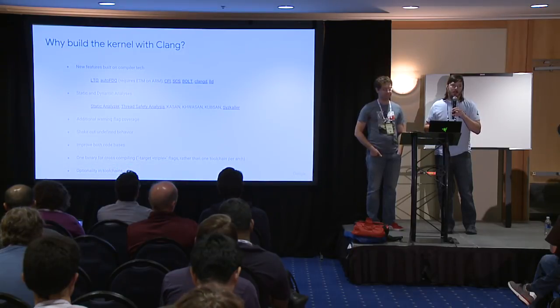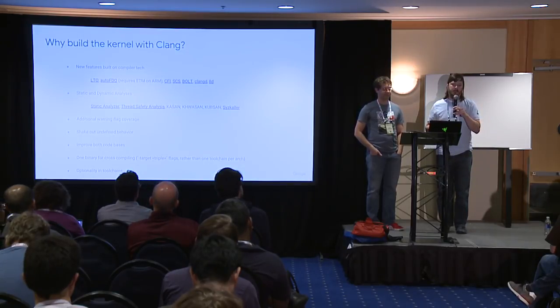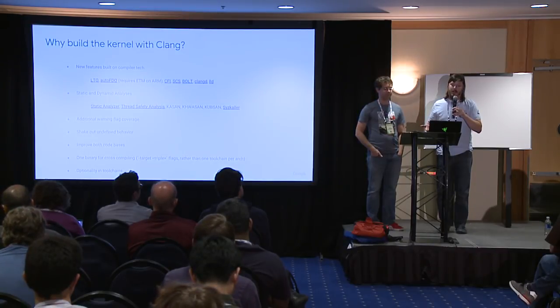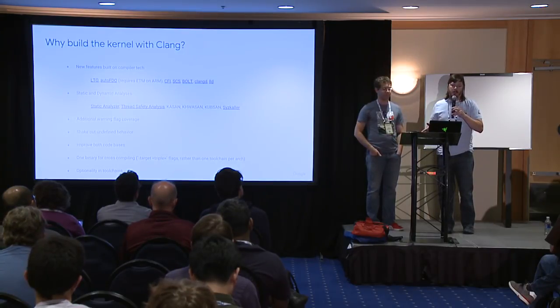On top of that, because LLVM is relatively easy to code on compared to GCC, in many people's opinion, a lot of interesting static analyzers and dynamic analyzers have come to Clang and either stayed in Clang or later gotten taken to GCC. Things like KASAN, KUBSAN, I believe, were both developed in Clang first.